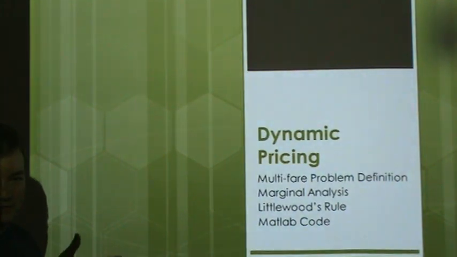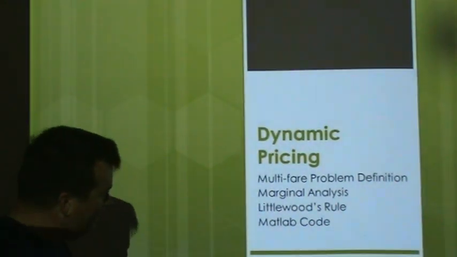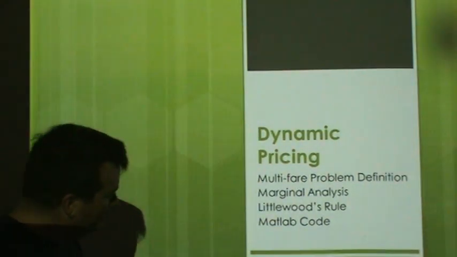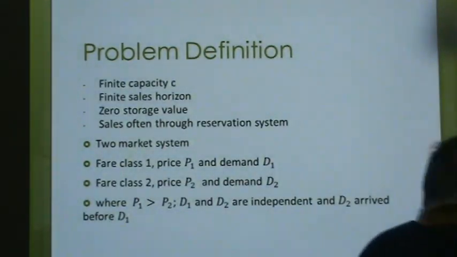One unit of change, to see how that affects our overall situation, which kind of leads to this famous Littlewood's rule, and then some MATLAB code that kind of follows the example.